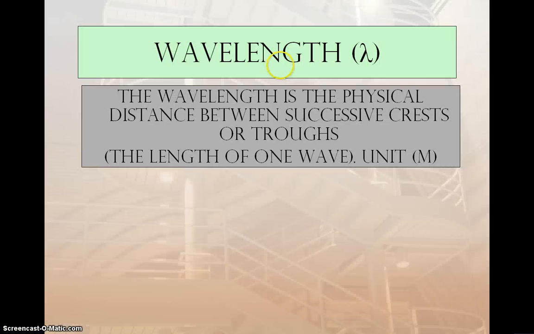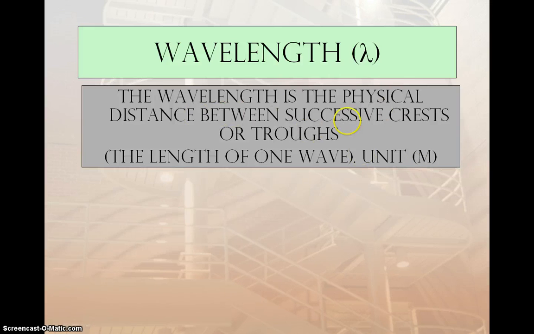Let's see, my computer's moving kind of slow. So wavelength is written with this Greek letter here. Looks like an upside down Y. It's a lambda. And wavelength is actually defined by the physical distance between 2 crests or 2 troughs, or it's the length of one wave or one wave cycle. And so the unit is actually in meters because it's the length measurement.